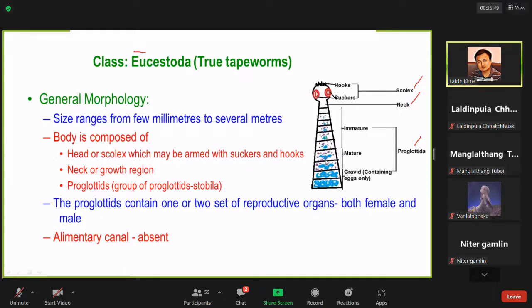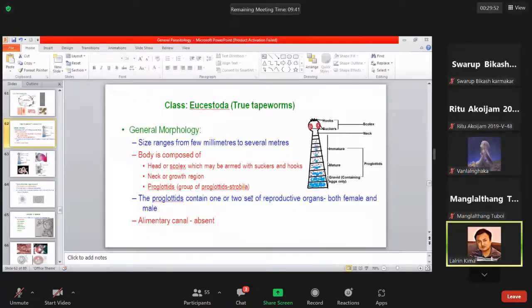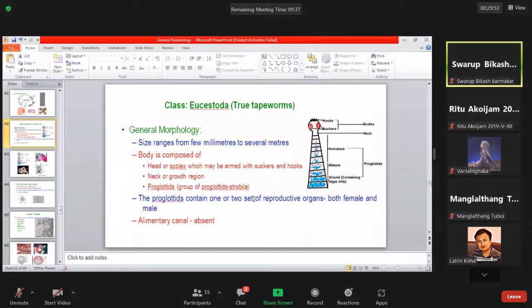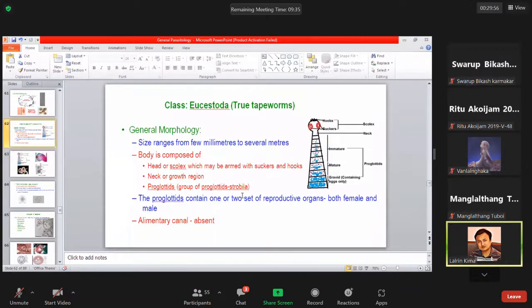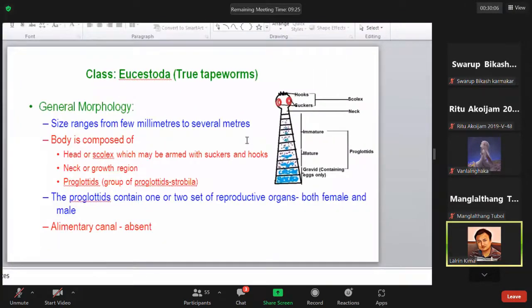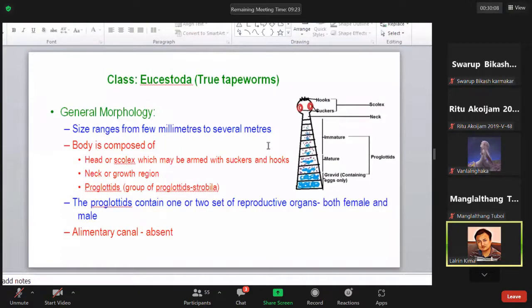So the mature proglottid, as I told you, will contain multiple testes. Sometimes there can be up to 60 testes, and the female reproductive organs, the uterus with ovaries. In the mature proglottid, there will be fertilization of the egg by the male.